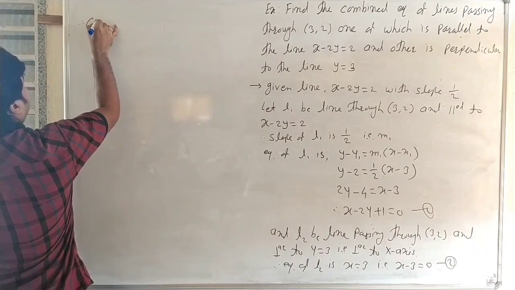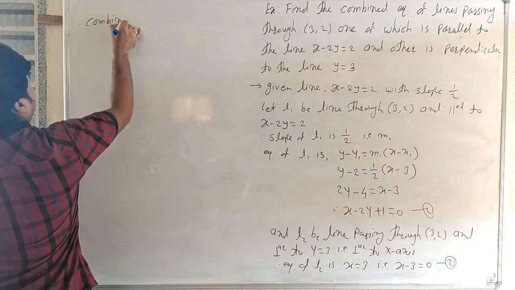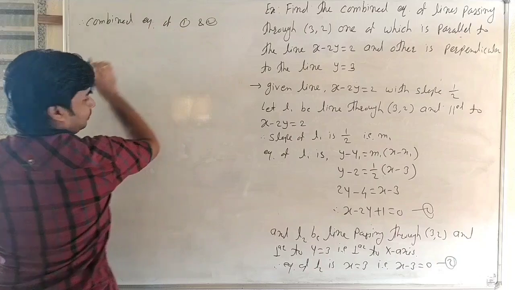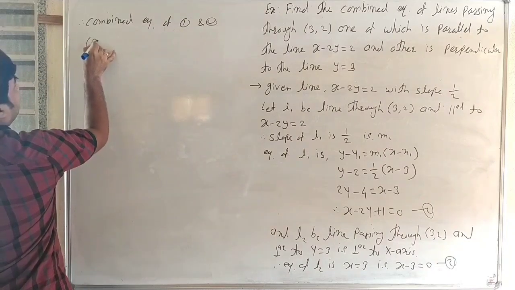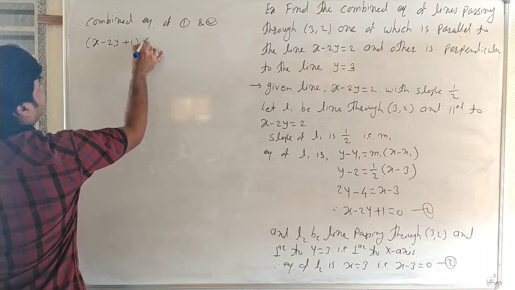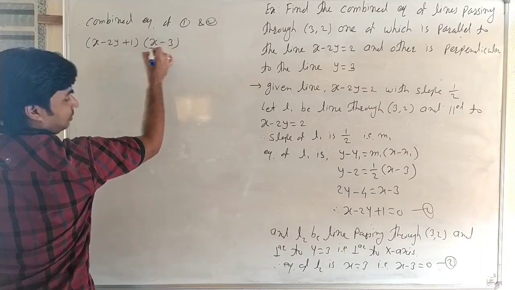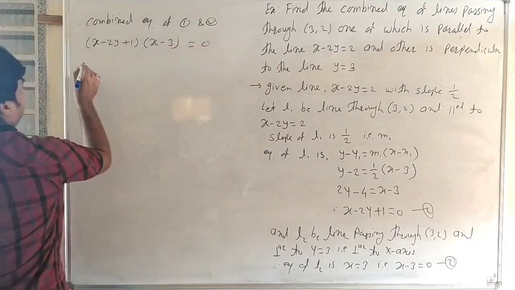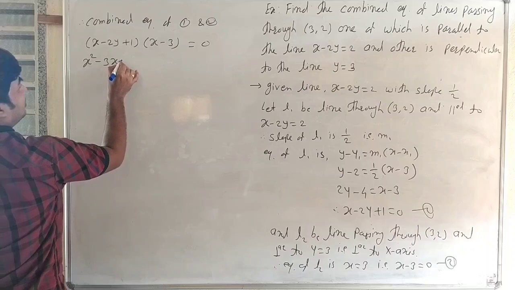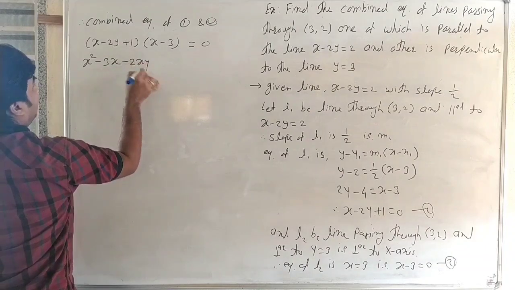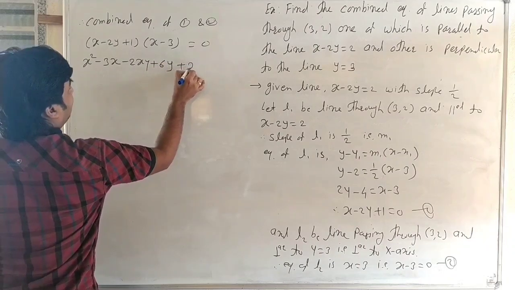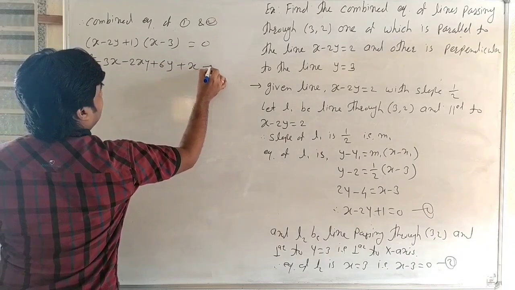Therefore, the combined equation of 1 and 2 is (x minus 2y plus 1) into (x minus 3) equal to 0. Therefore, x square minus 3x minus 2xy plus 6y plus x minus 3 equal to 0.